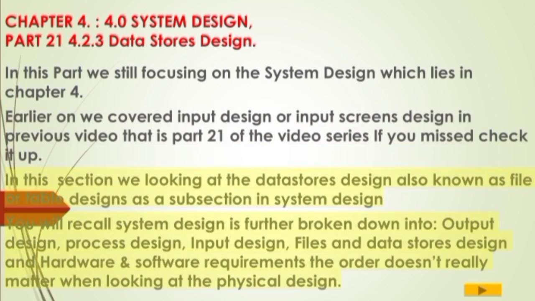In this section we are looking at the data stores design, also known as file or table designs, as a subsection in system design. You will recall system design is further broken down into output design, process design, input design, files and data stores design, and hardware and software requirements. The order doesn't really matter when looking at the physical design.